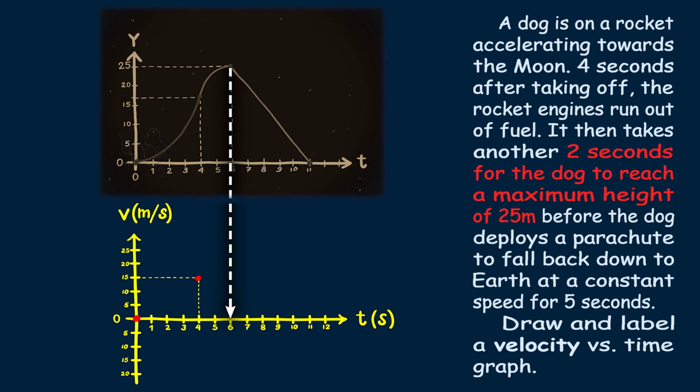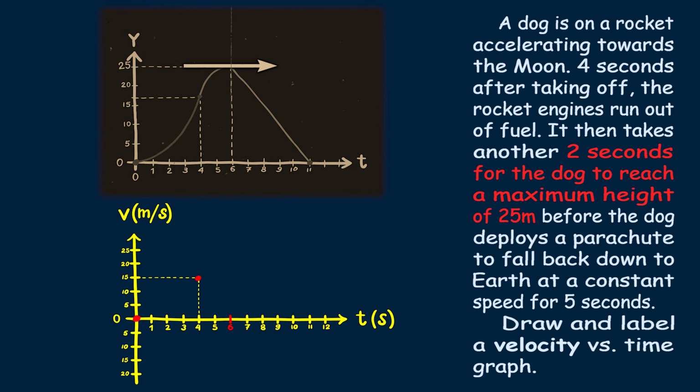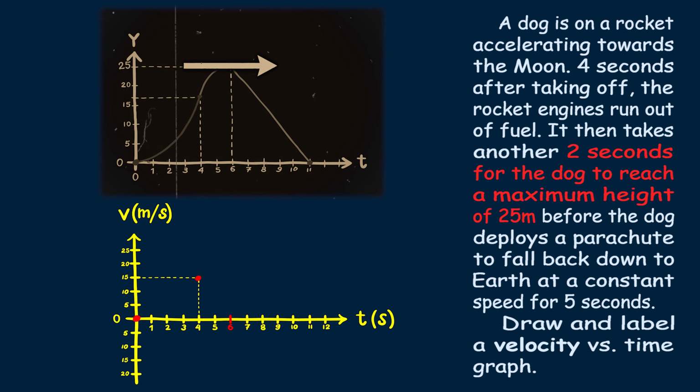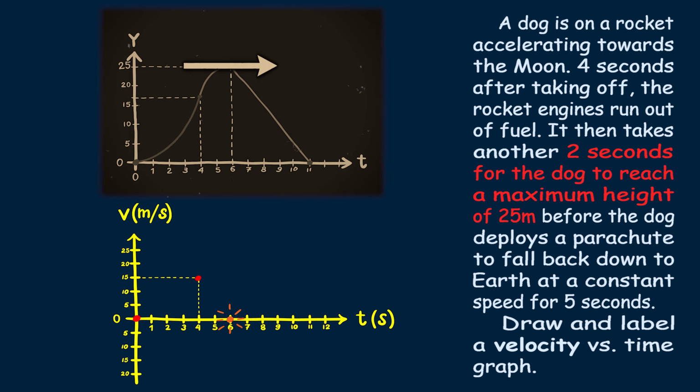Now looking at our next critical time point when t equals 6, the dog has reached its maximum height, and the slope of the position graph goes back to a horizontal line. This means that the slope is 0. So at t equals 6 on our velocity graph, we're going to put a dot at v equals 0.